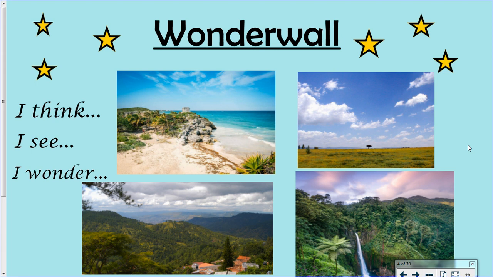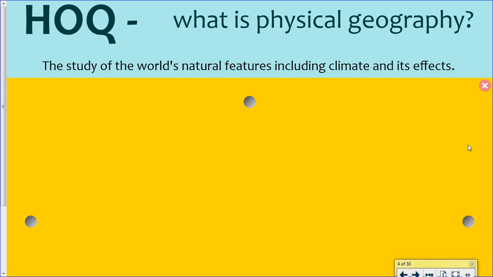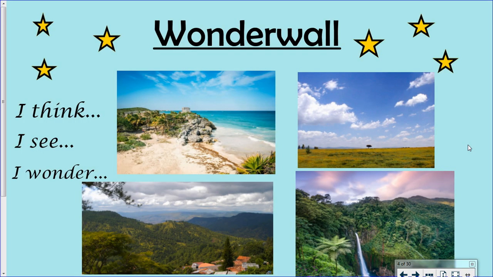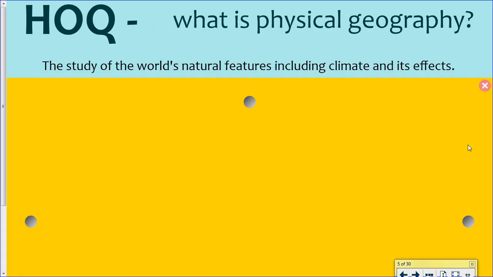Okay, so for example, you may have thought, I think these are all different types of landscapes. I see trees and ocean. I wonder where they all are. Okay, right. These will come back into our slides in a minute and they will make more sense to you.